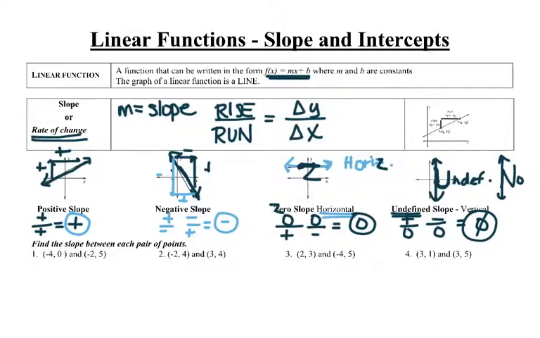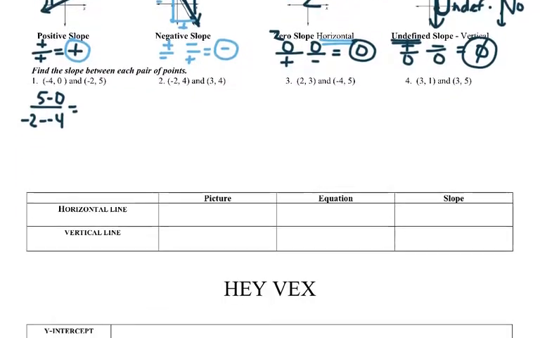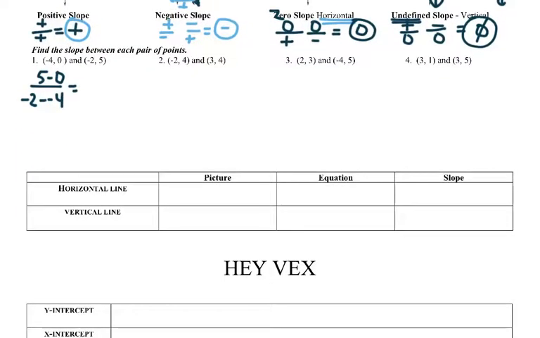Do you remember the formula for finding slope? I'll add that up here. Right, y2 minus y1 over x2 minus x1. Or 5 minus 0 over negative 2 minus negative 4. Does it matter what order you subtract? It does not, but you have to be consistent, right? 5 over, this is going to be 2. Yes, 5 over 2. 4 minus 4 over negative 2 minus 3.